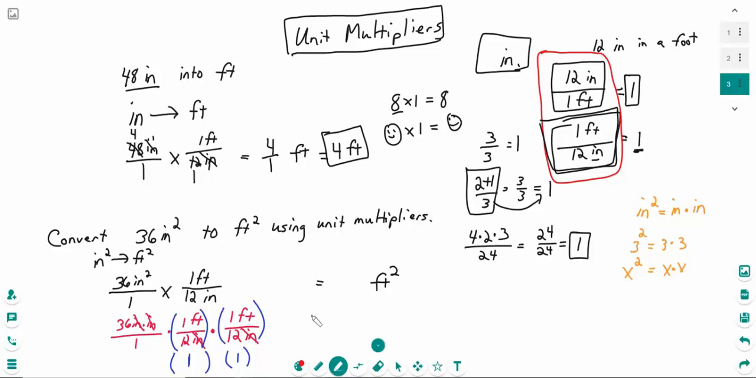Okay, so now what are we left with? We've got all of our inches gone. In the numerator, we've got 36 times 1 times 1, which is 36. And then we have our units. Nothing over here, but then we have a foot times a foot. Well, that's feet squared, which is what we're trying to get to, right? So we have 36 feet squared. In the denominator, we have this 1 times 12 times 12. So 1 times 12 times 12, which would be 144.